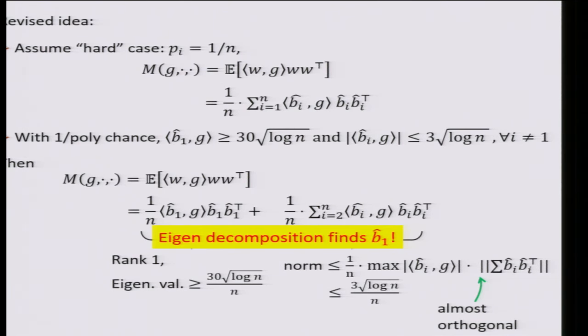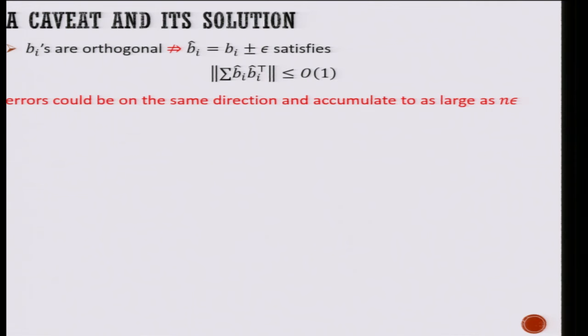However, I'm cheating here because bi hat are not orthogonal with each other anymore. And that's exactly the problem that we had before, right? So bi hat could be only epsilon away from bi, and the errors could accumulate. So bi orthogonal doesn't mean the bi hat orthogonal. So the errors could be in the same direction, and they could accumulate, so that the errors could be as large as n to the n times epsilon.